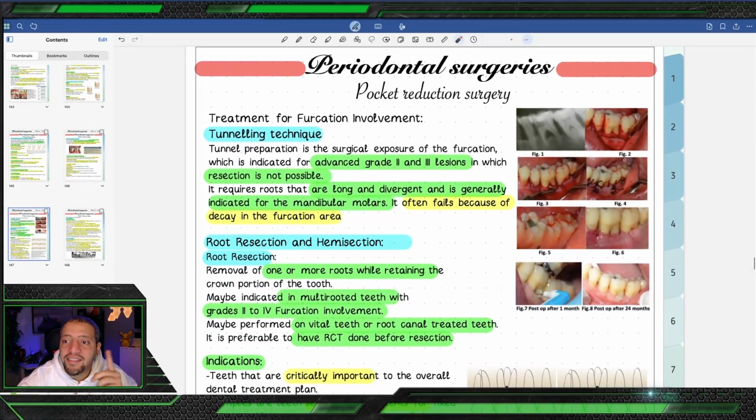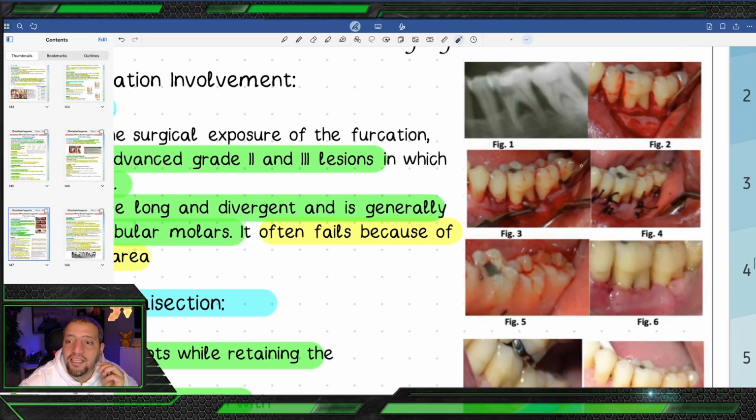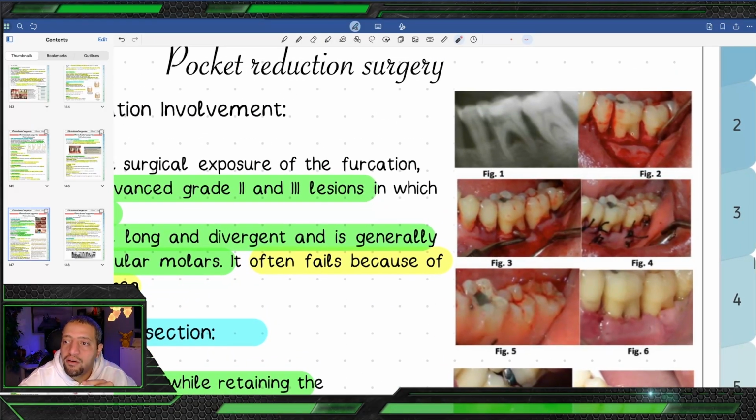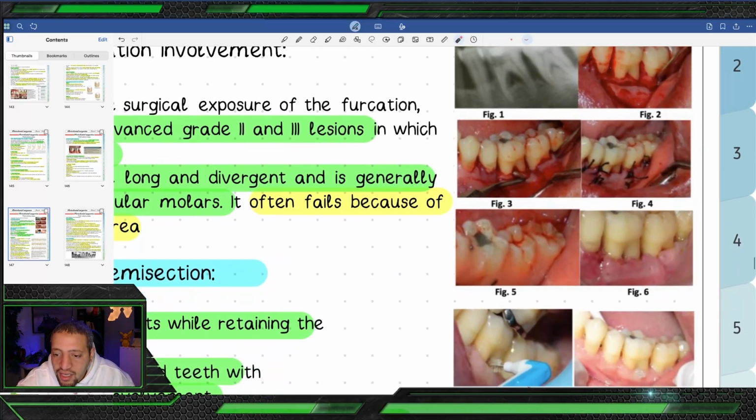Okay, the last technique, which is a very weird technique, is the tunneling technique. So we have grade 3, which is through and through but covered with soft tissue, so it will be impossible for our patient to clean it at home. So we are going to make it worse. We're going to make it from grade 3 to grade 4. So we are going to do surgery to expose this area and then get the flap to be apically positioned. This area is going to be exposed for your patient to clean it.